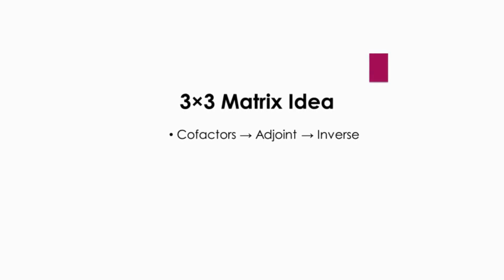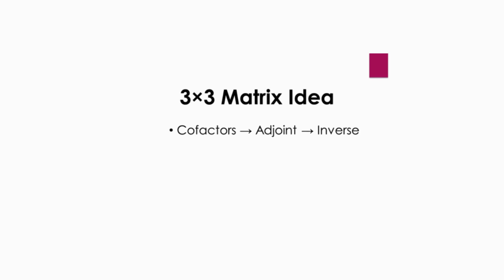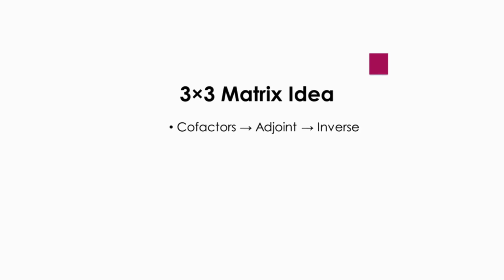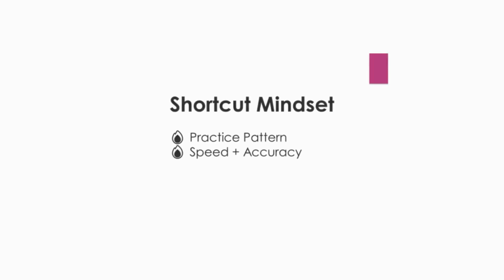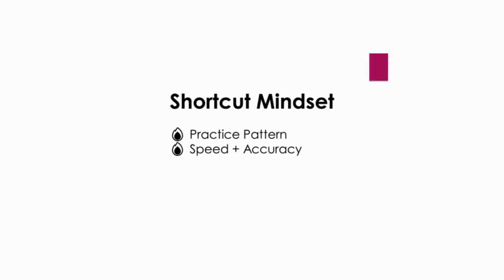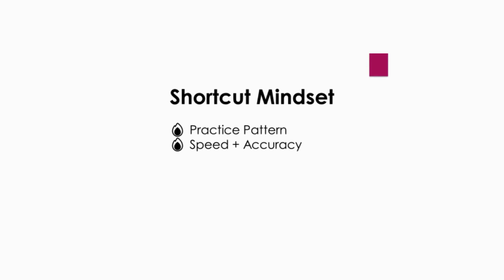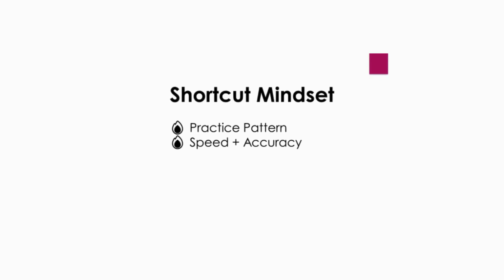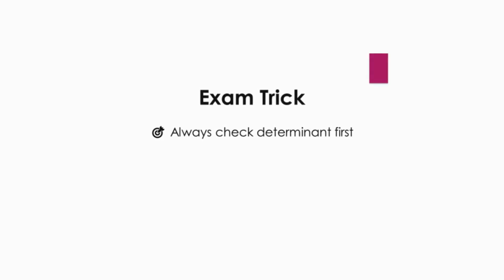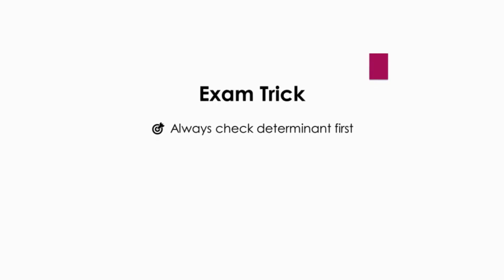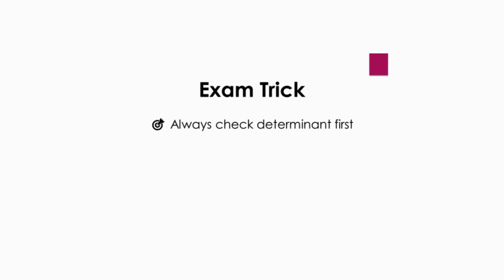A equals [2, 3; 1, 4]. Determinant equals 2 multiplied by 4 minus 3 multiplied by 1, which is 8 minus 3 equals 5. Adjoint, swap gives 4 and 2. Change sign gives minus 3 and minus 1, so inverse equals 1 by 5, multiplied by [4, minus 3; minus 1, 2]. See, just 2 minutes.